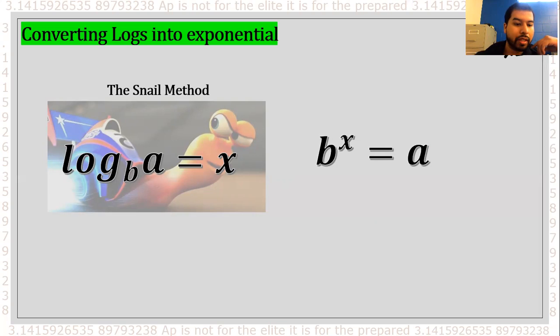Alrighty, so what I want you to know is if you were to get this base, this now becomes the base of your x. So you should go ahead and rewrite this: a is equal to b to the x. So the base of the log became the base of the exponent. So that's how it looks like a little snail.